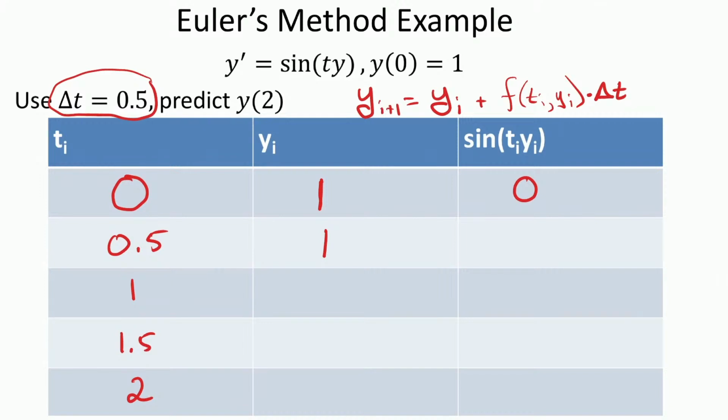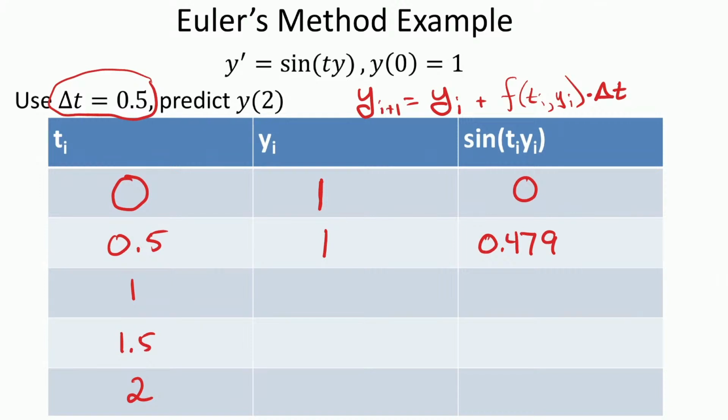Okay, so the next one, we've got 0.5 and 1, and here I don't know the sine of 0.5, so I'm going to have to use my calculator. Sine of, so notice what I'm doing is I'm taking 0.5 times 1, plugging it into here, 0.5, and that gives me 0.479. How many digits do I want? We'll just go with 3 digits now, but of course if you have a computer you can go with 20 digits or whatever that gives you.